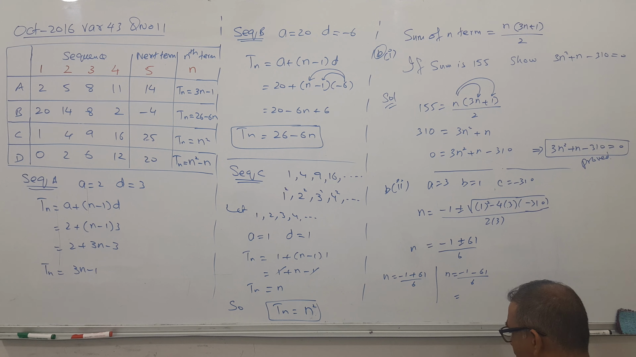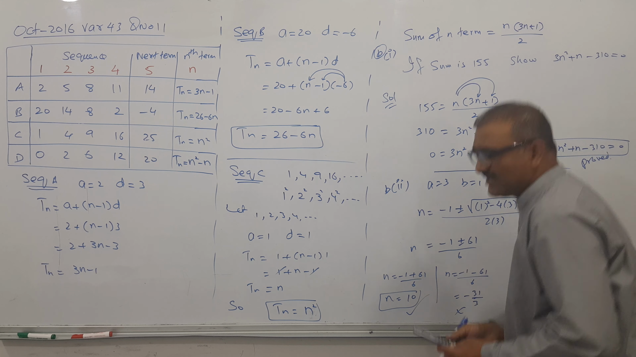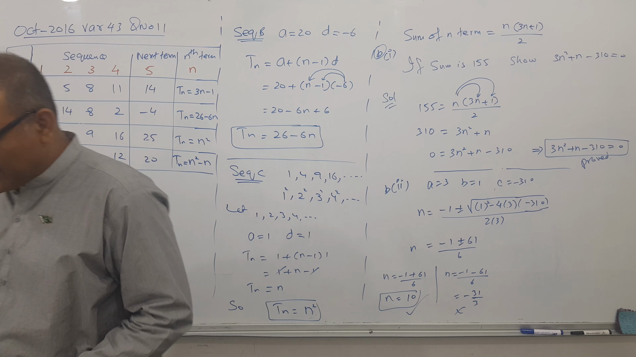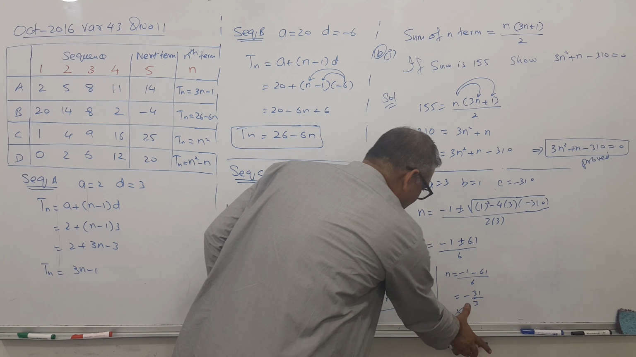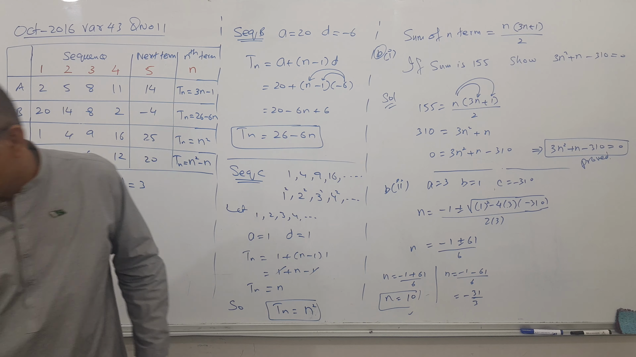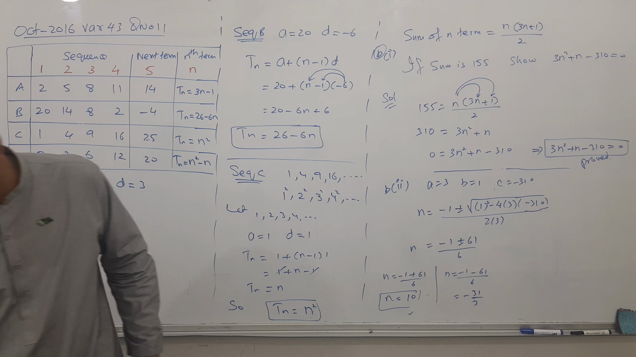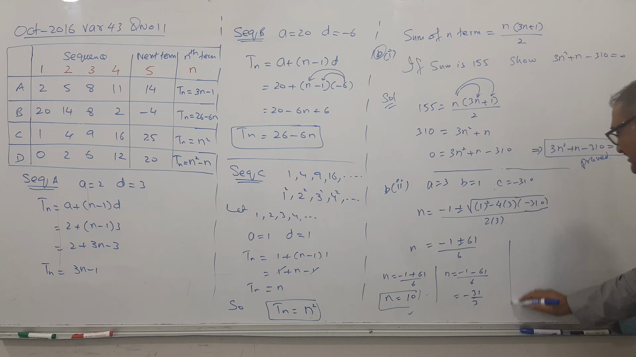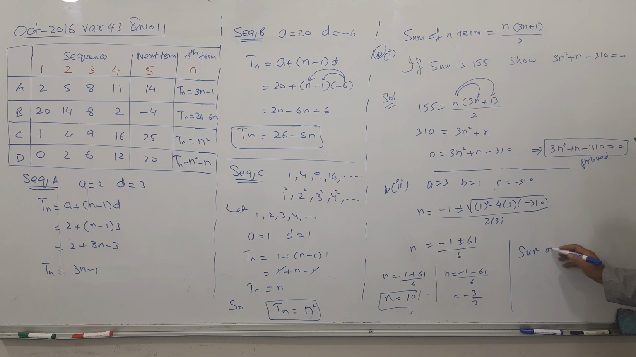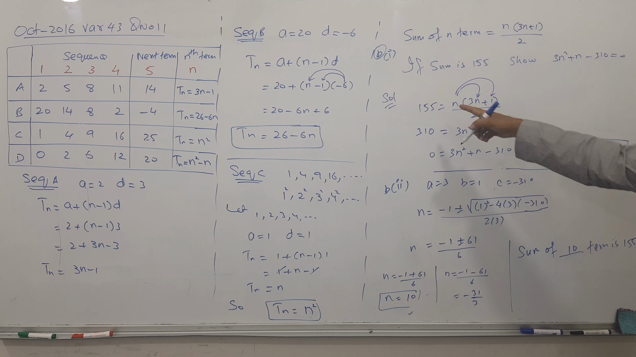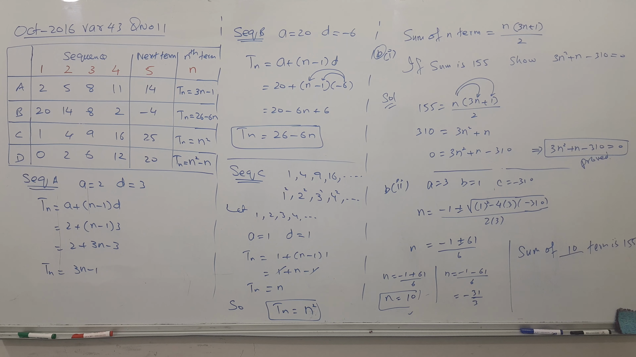This is 60 divided by 6, which gives 10. This is negative 62 by 6, coming to negative 31 by 3. Ignore it. Here I got 10. This is okay. This is not okay because a negative term is not possible. But anyway, we got two answers. We should not put a tick mark across because he's asking for two answers. He asked for the sum of the first n terms. So we got n, write a sentence: the sum of the first 10 terms is 155, and that is the same. This one, and the question is over.